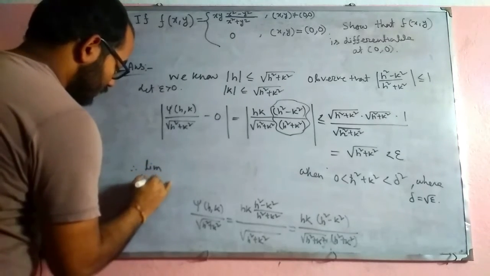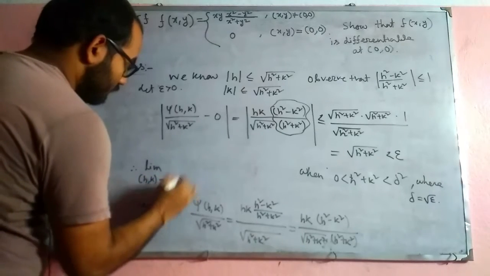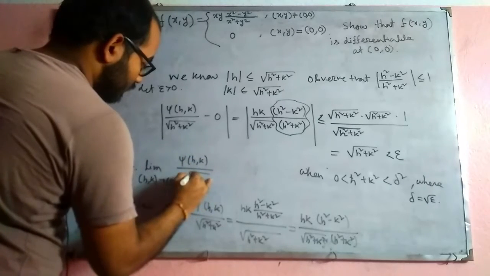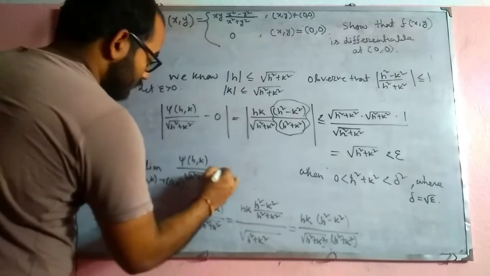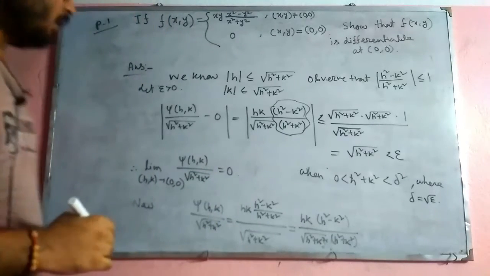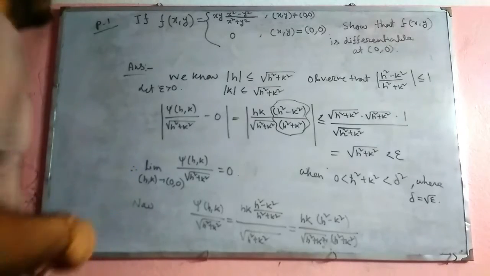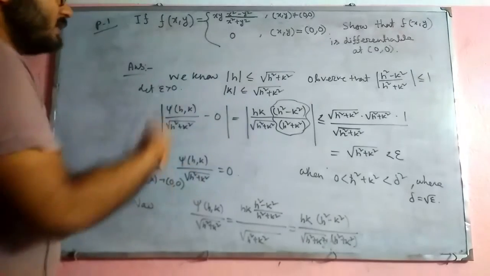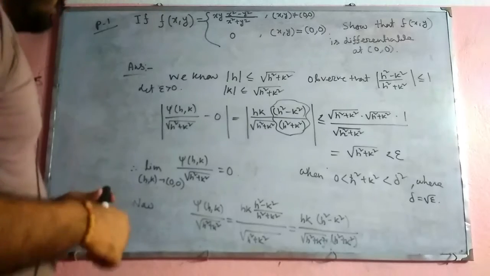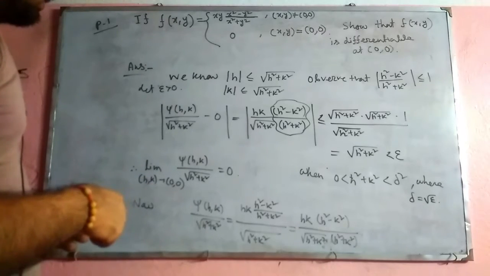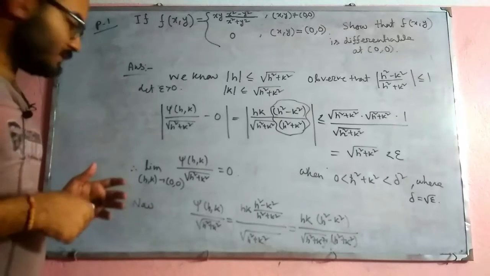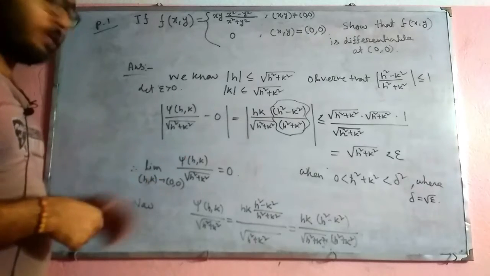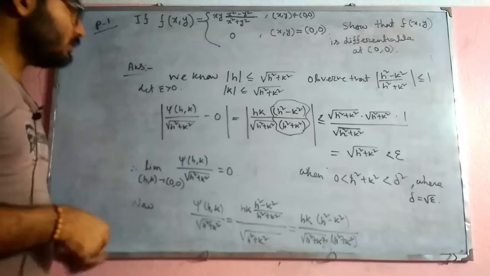So the limit as h comma k tends to 0 comma 0 is equal to 0. These steps are known to you, these are nothing new. So we have to find psi of h comma k such that the limit of h comma k tends to 0 comma 0 of psi of h comma k by root of h square plus k square is equal to 0.